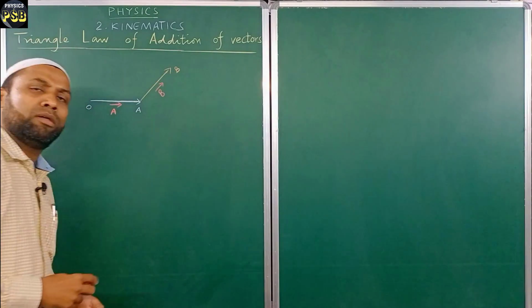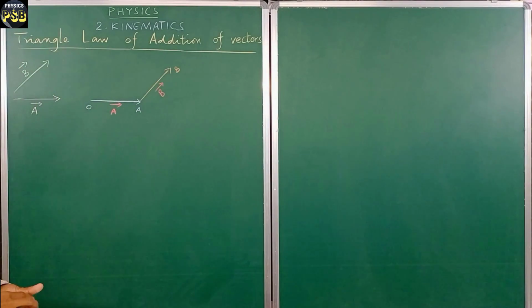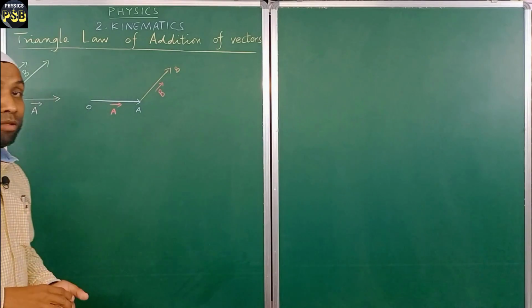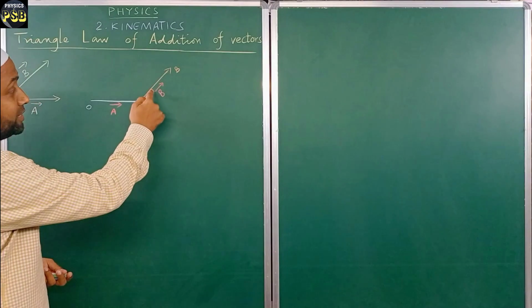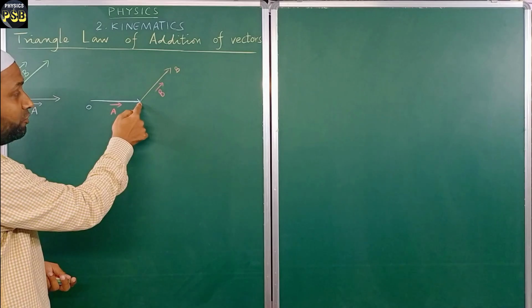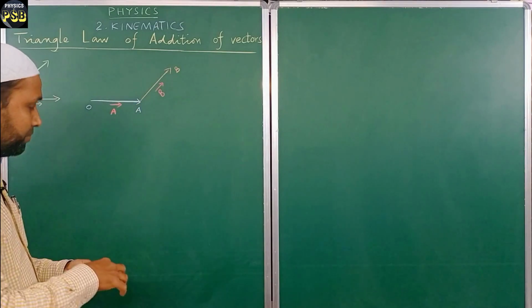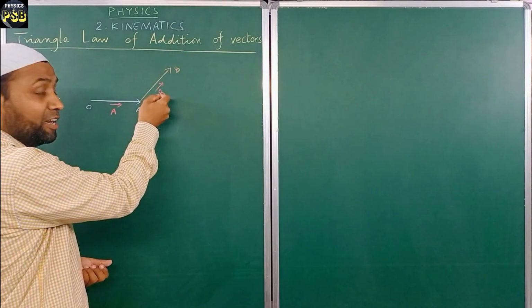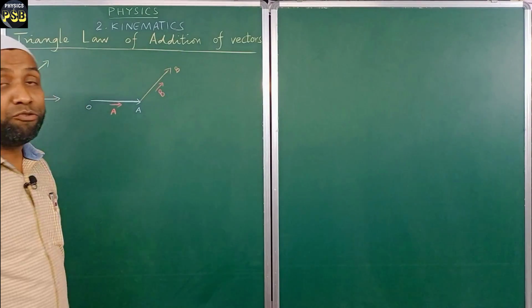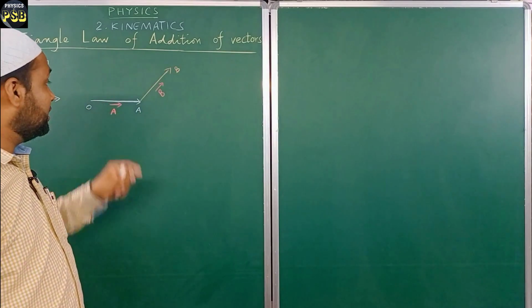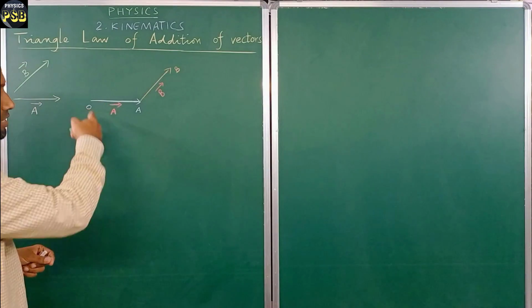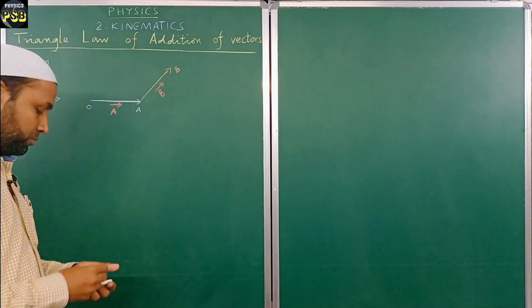Now, why have I done so? If you look at this diagram carefully, you will find that the second line starts from the head of the first vector, or I can say the tail of the second vector is coincident with the head of the first vector. So we have taken them in order. Now I am going to close this to get a triangle.